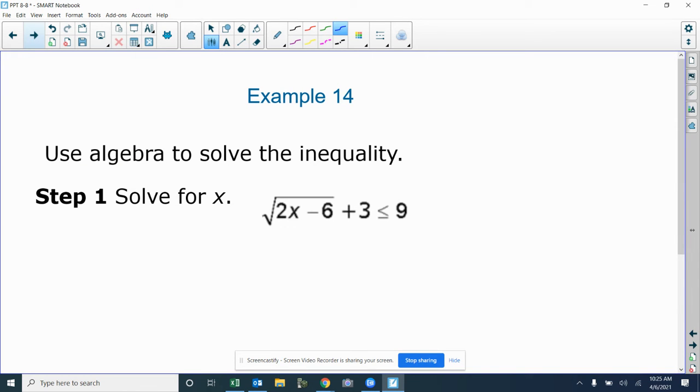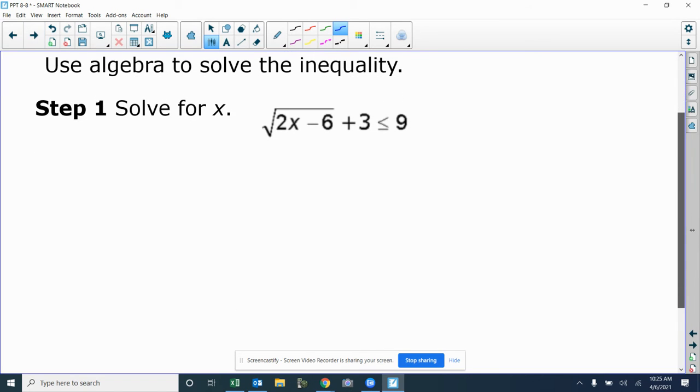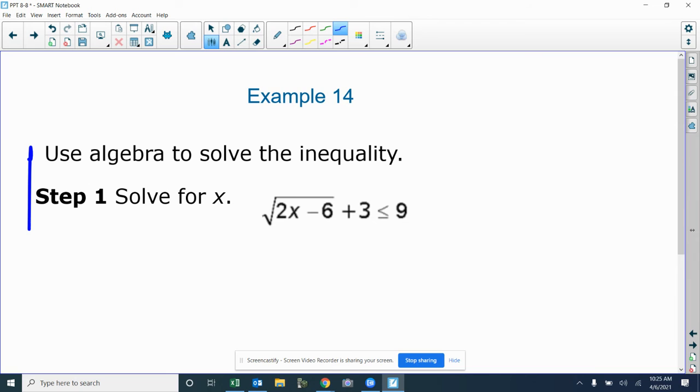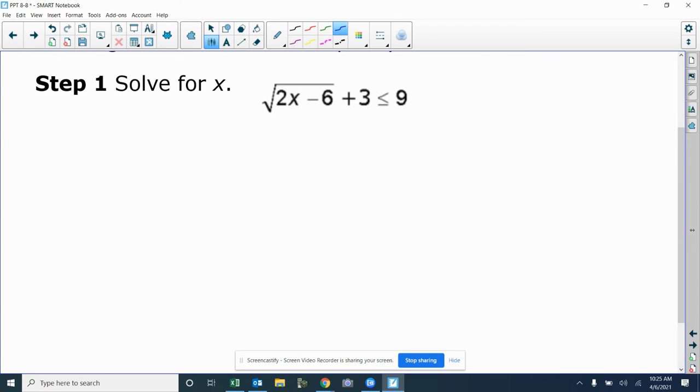Here's the first one. Now, with inequalities, there's going to be 2 parts, and we're going to have to understand that fact. We're going to do the first thing, which would be isolate the radicals. So what are we going to do first? Subtract 3. Subtract 3. So now we're going to be down, and there's 2 parts, so we'll label this part 1.